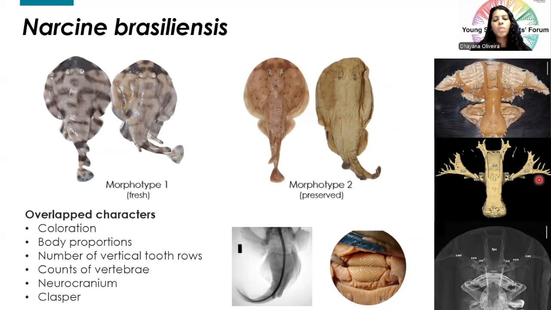So, examining all these characters, we concluded that there are actually 4 species of Narcine distributed in the Southwestern Atlantic. And in this study, Narcine bancroftii is synonymized with Narcine brasiliensis due to no substantial morphological variation to support that they are 2 different species.